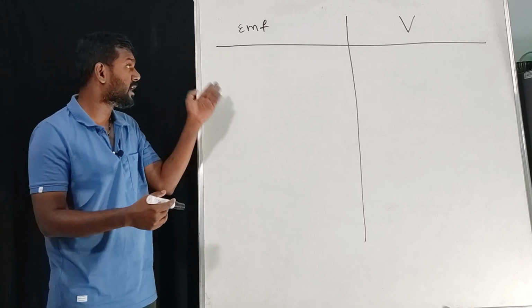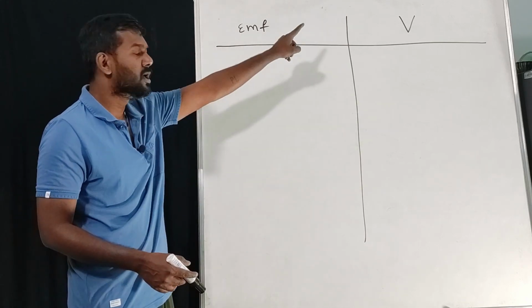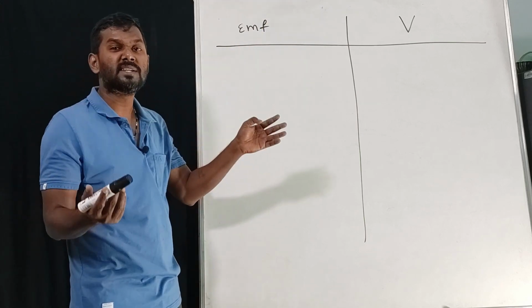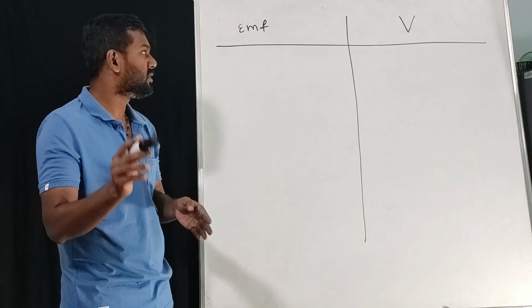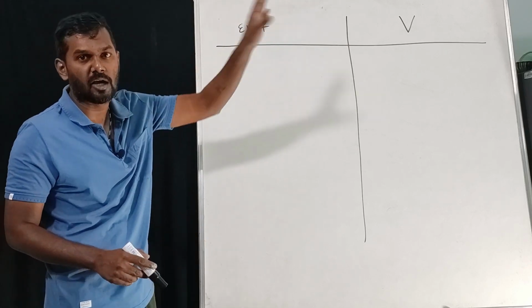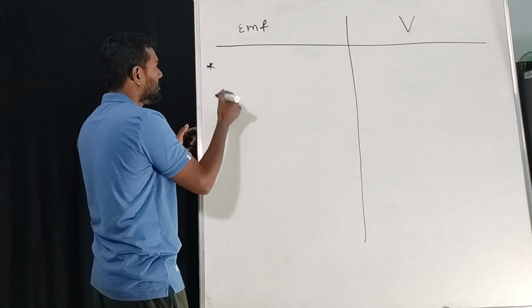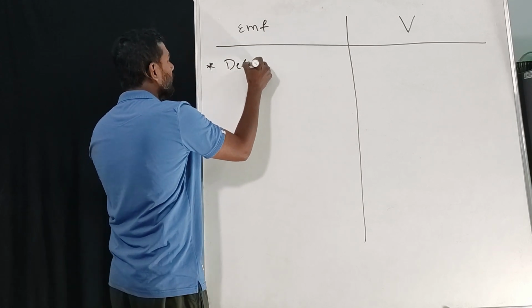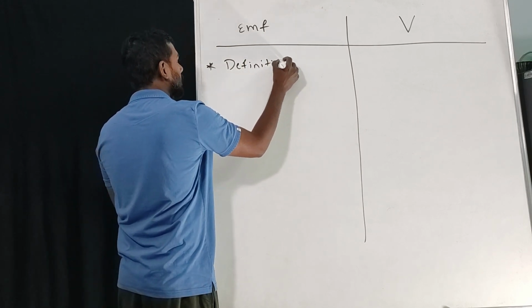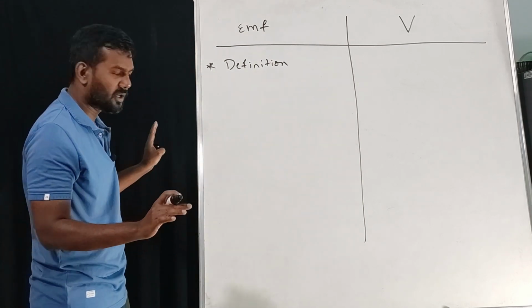As we have understood EMF and terminal voltage, for terminal voltage now onwards I am going to use the symbol, because you need to understand the symbols for the numericals also. That's why it is very much important, the difference between EMF and terminal voltage. Always when it comes to differences, go for the definition first. Definition of both EMF and terminal voltage, that is what we have learnt earlier.